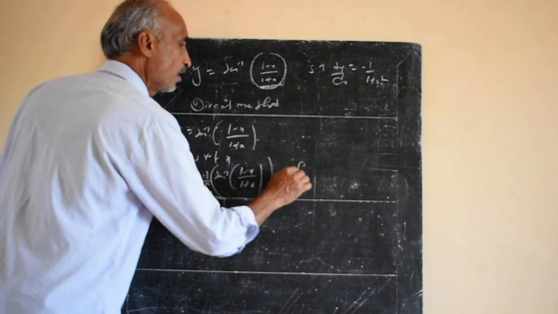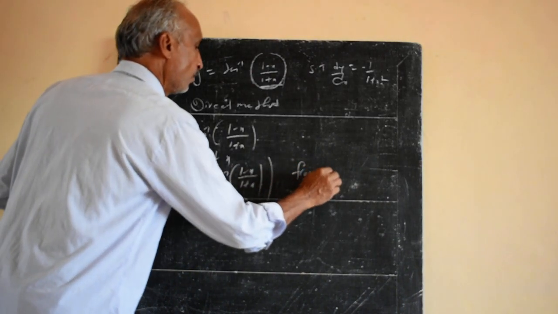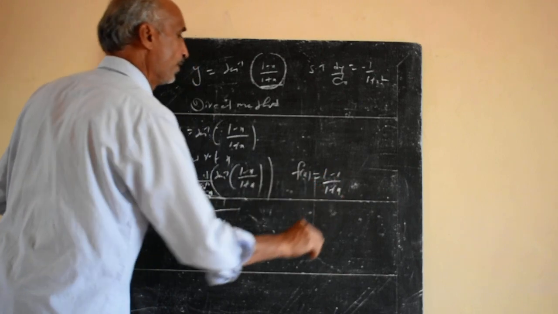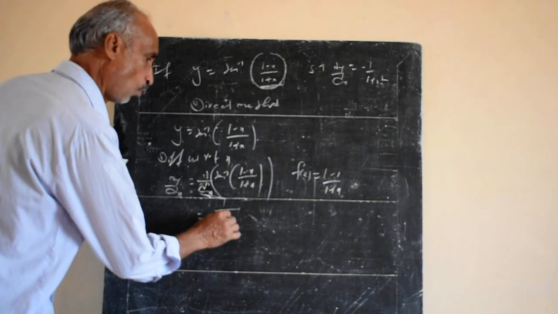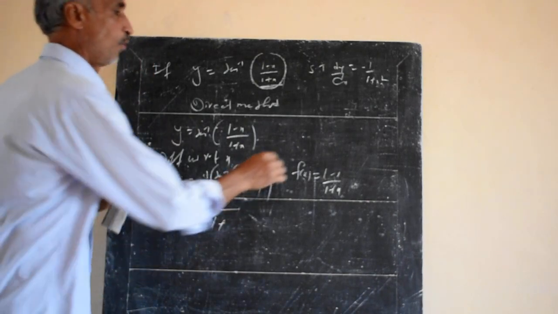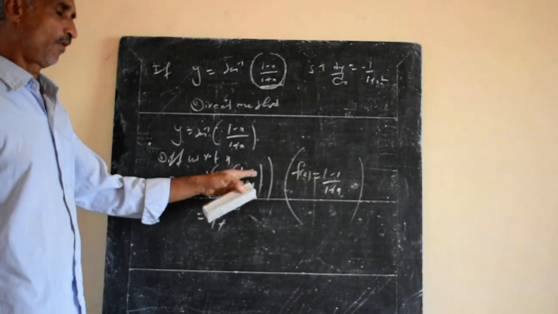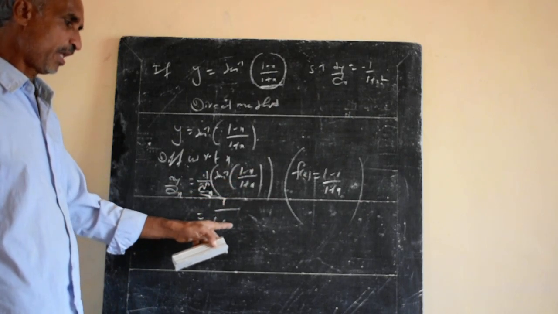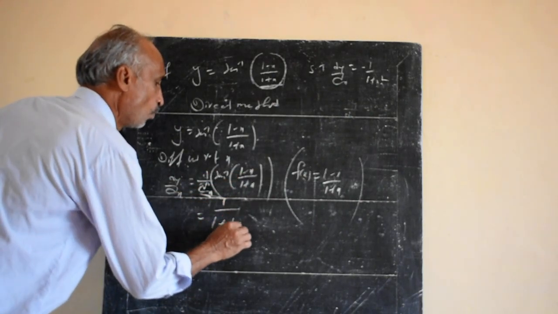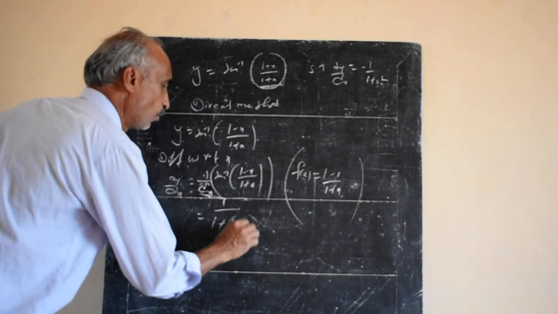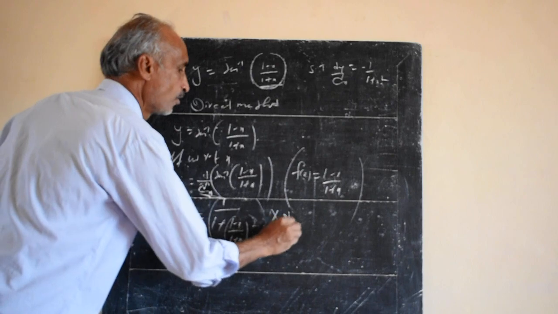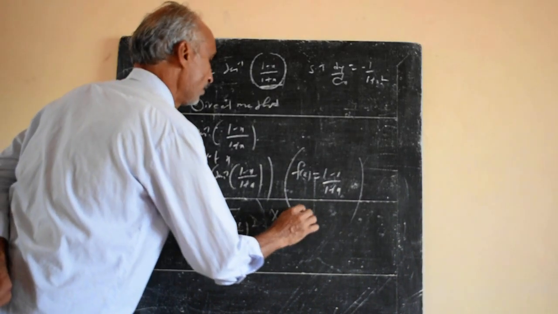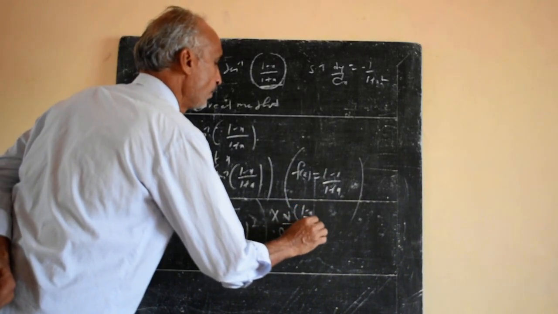F of x is what here? F of x is 1 minus x upon 1 plus x. Therefore, what is the d by dx of tan inverse f of x? 1 upon 1 plus f of x the whole square, that is 1 plus 1 minus x upon 1 plus x the whole square, into d by dx of f of x. F of x is 1 minus x upon 1 plus x.